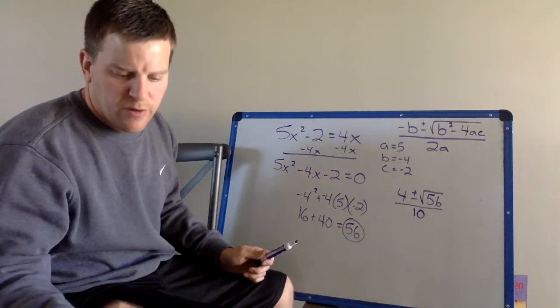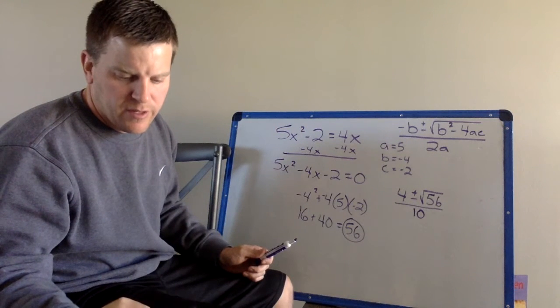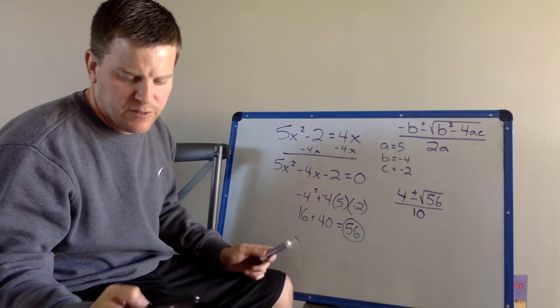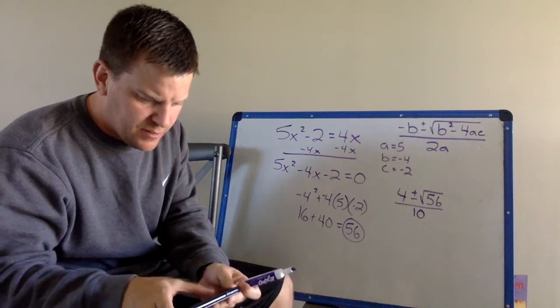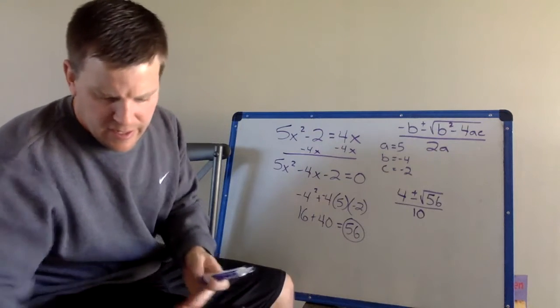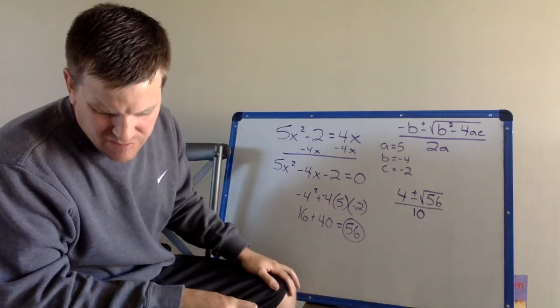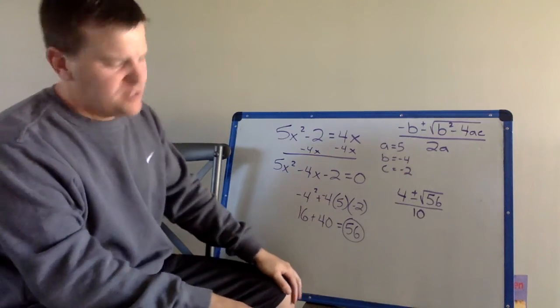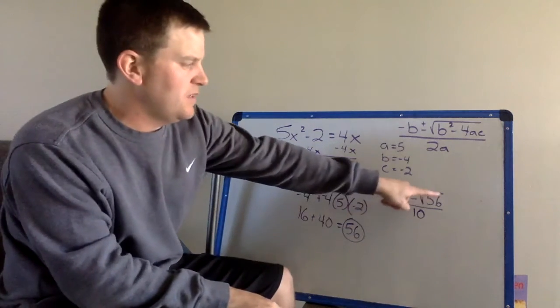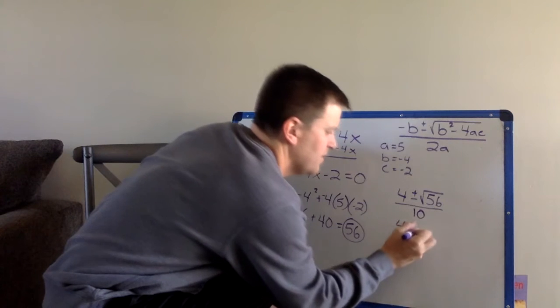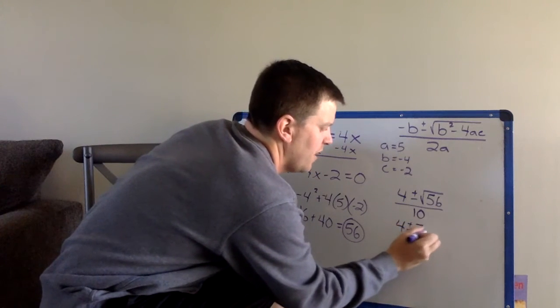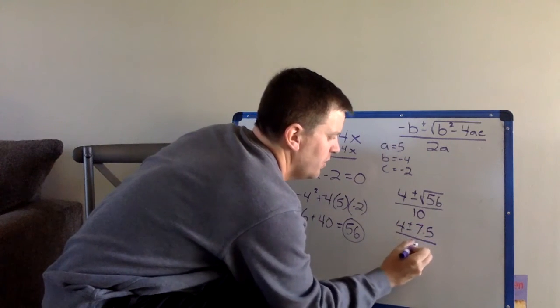Okay, now square root of 56. Let's find that real quick. The square root of 56, we know it's going to be a little bigger than 7. All right, so 56, square root that. Let's round it. Let's round it to maybe just one decimal. Let's go to the 10th place, 7.5. So instead of the square root of 56, let's say it's going to be 4 plus and minus 7.5 all over 10.